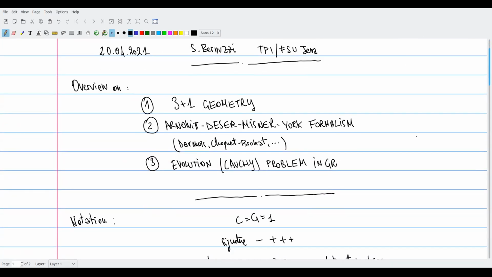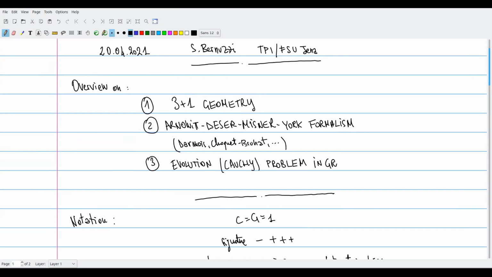And so I want to try to cover three basic topics, or sketch. It's not really a full treatment, but at least sketch three basic topics. One is some geometry, 3+1 geometry. So how do we divide space-time into space and time? The second part, that deals with general relativity, is really how do we formulate Einstein equation into this 3+1 geometry.